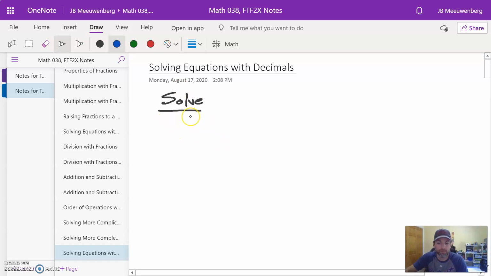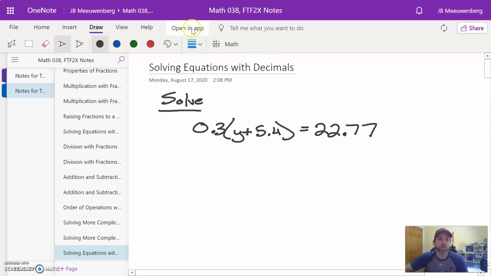So the first one, solve. Remember, solve an equation means find the value of the variable that makes the equation true. So here's the first one: 0.3 times (y plus 5.4) equals 22.77. All right? So pause and try it. I'm going to keep going.